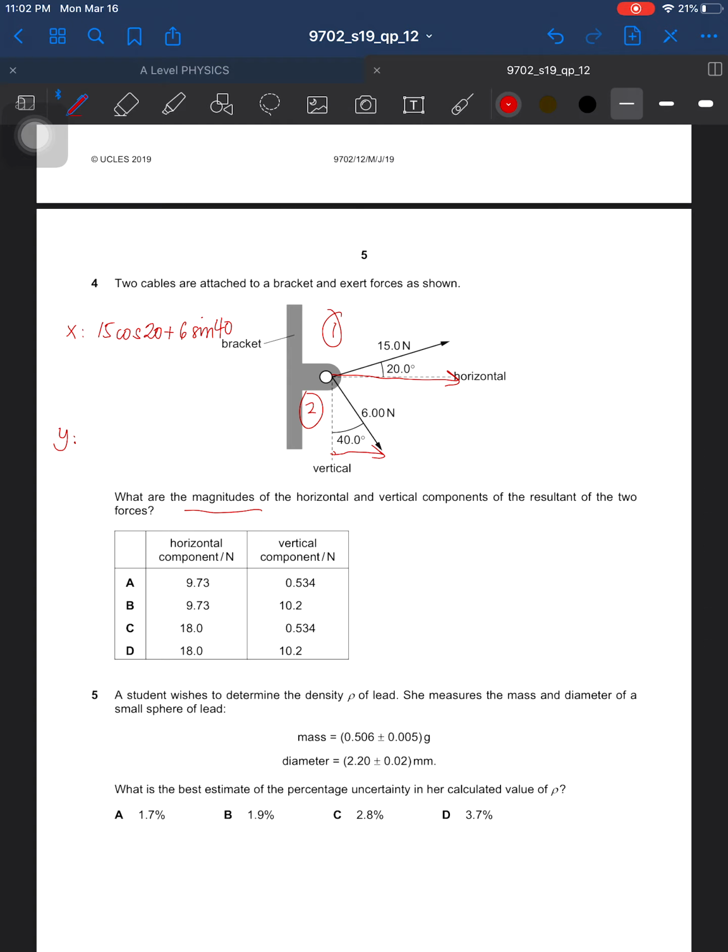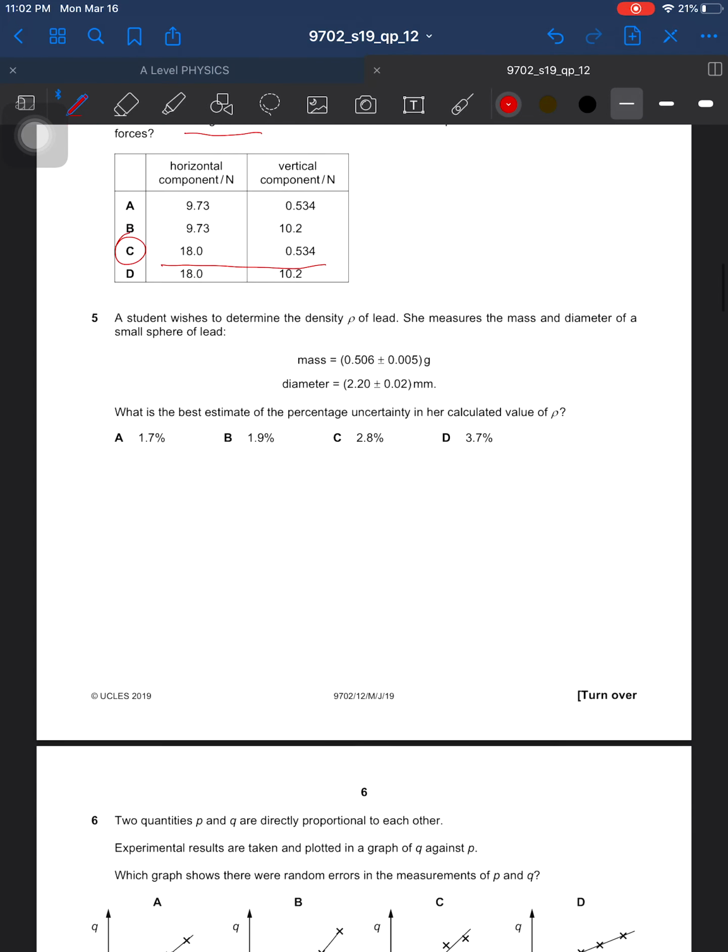For y, on the other hand, for the first force that's 15 sine 20. And then you have this as the vertical component, so that's minus 6 cosine 40. Simplify the x and y. For x, you have 18 newtons. For y, this is 0.534 newtons. So find that in the choices. You have C. Let's go to question number 5.